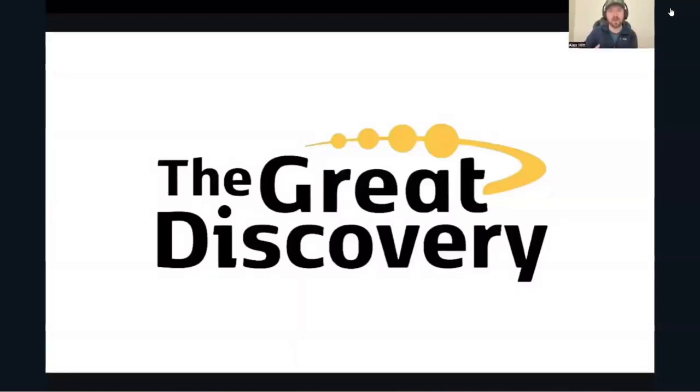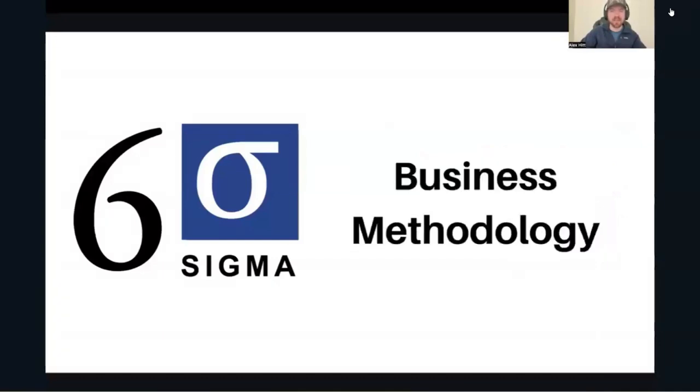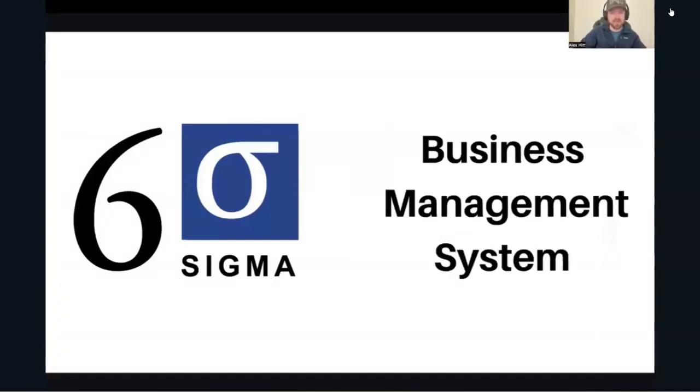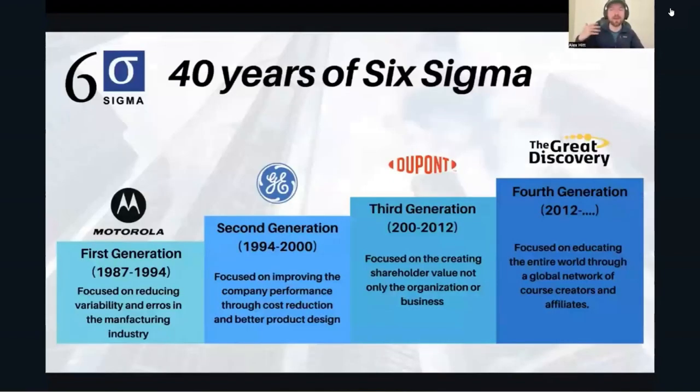And so we are going to go into all those features in detail, but before we dive into all those additional features, I want to give you a little bit of history and background on the Great Discovery, because the Great Discovery is a relatively new software, but it's been created by a much older organization called Six Sigma. If you're not familiar, Six Sigma is a very famous business methodology or business management system. And what's unique about Six Sigma is that it essentially combines a business philosophy with a business management system. And we are currently on the 4th generation of Six Sigma called the Great Discovery.